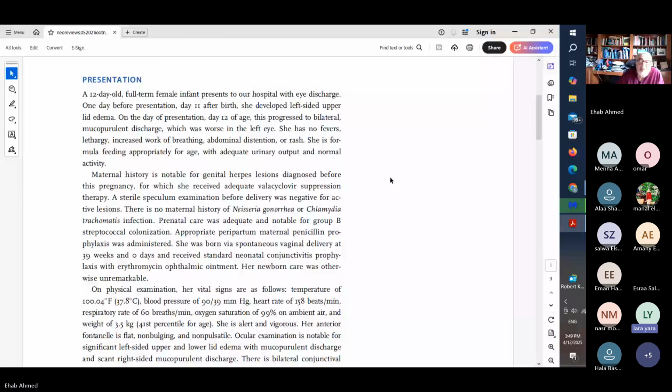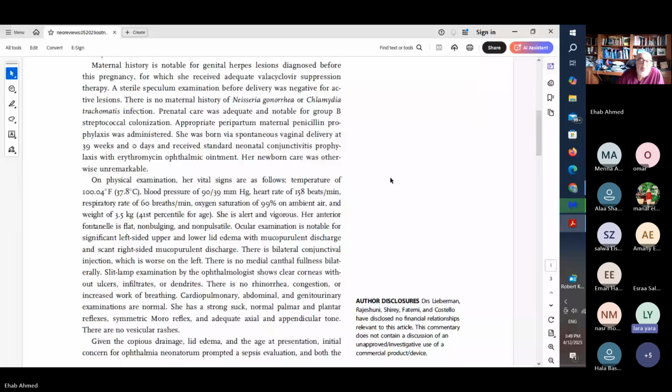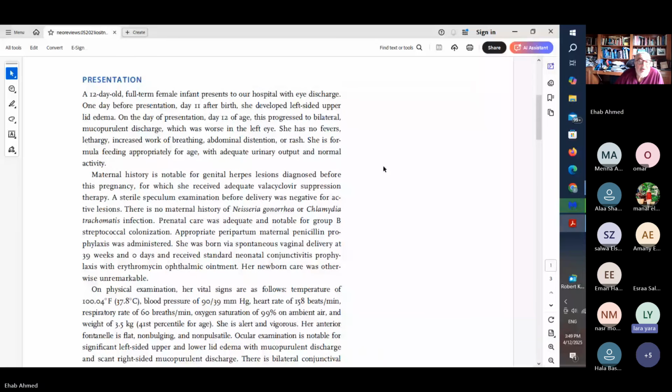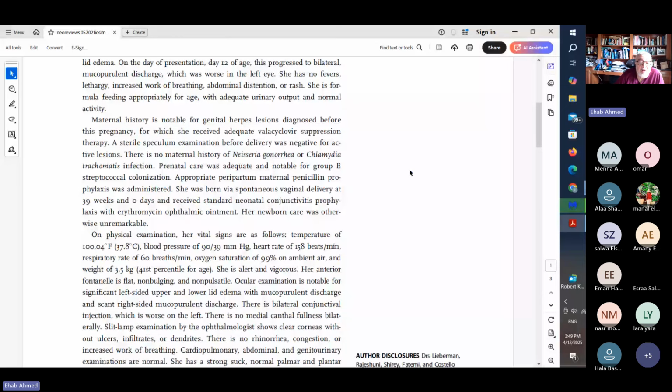Yes, we see cases, but usually not on day one. It depends on the etiology, and this is what we are going to deal with.